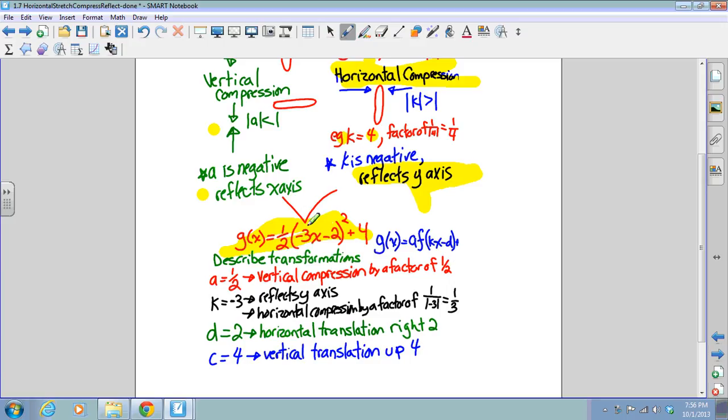K, in this case, is -3. The negative part tells you that it reflects in the y-axis, and the 3 part you put into the absolute value of 1/K, and it's going to be a horizontal compression by a factor of 1/3. And the other two, D equals 2, that tells you that you've got horizontal translation to the right, and C equals 4, which is a vertical translation up 4.